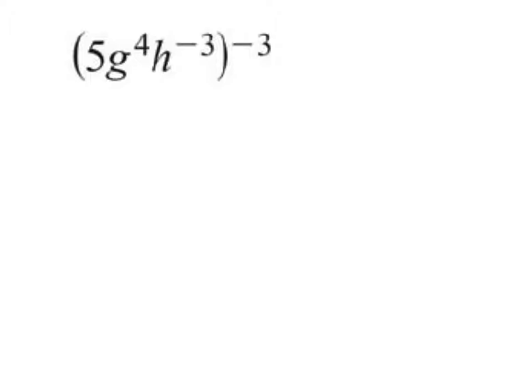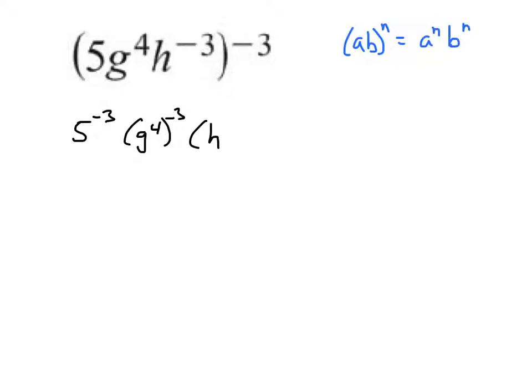Okay? So the way that I would probably go about this problem is I would probably use this rule that said a times b to the n power is a to the n times b to the n. I would probably use that rule first. So that means in this problem, we have 5 to the negative 3rd power times g to the 4th power to the negative 3rd power times h to the negative 3rd power to the negative 3rd power. Okay?